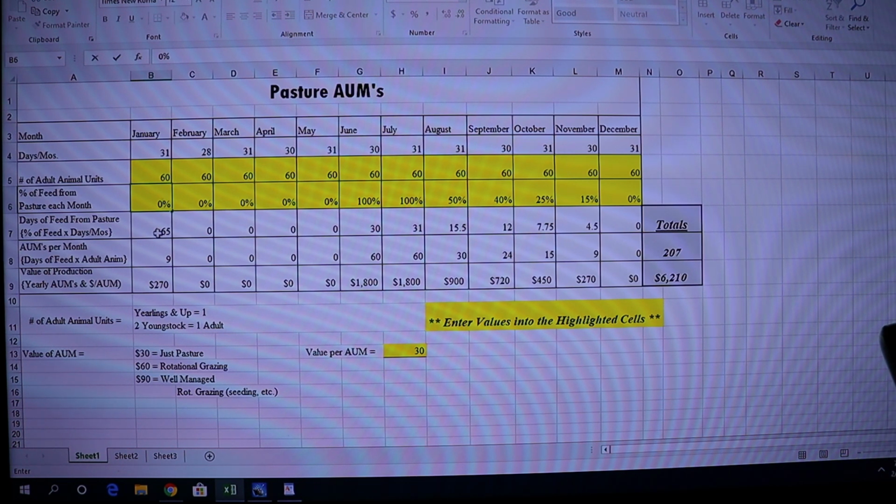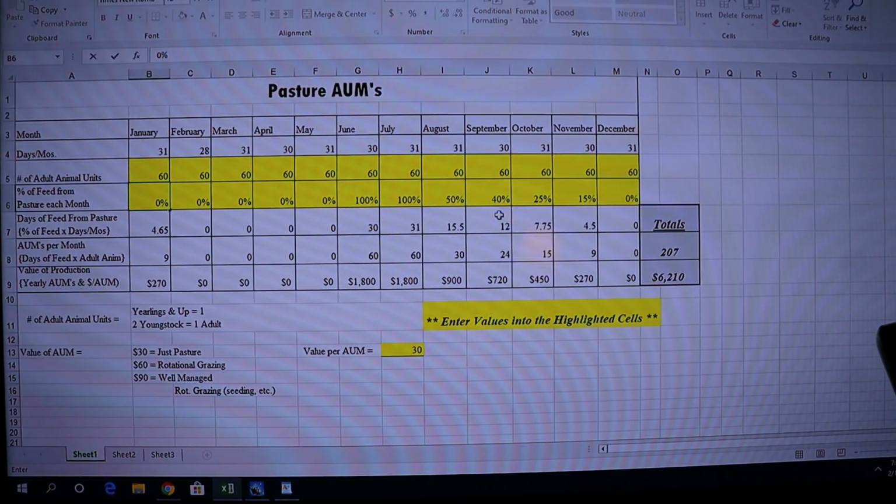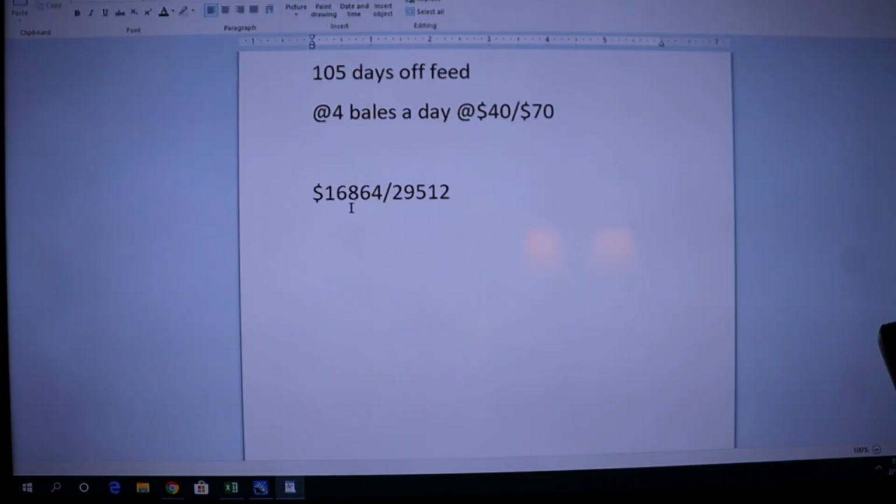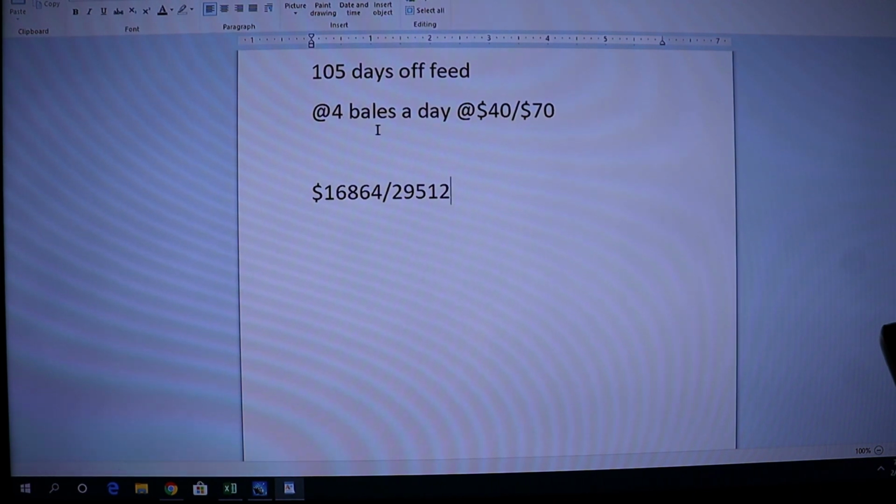So then we add this up, 4 and 30, we add all this up, and we come up with 105 days off of feed, which at 4 bales a day at $40 is going to give us $16,000, basically $17,000 in savings of feed that we didn't have to take out to the cattle. And at $70 today's price, that's almost 30 grand. That's real money. That is real money that could be in your pocket because you didn't have to feed it to the cows because they were grazing.